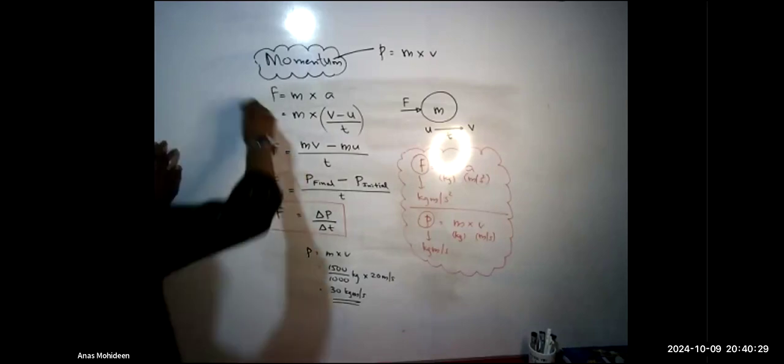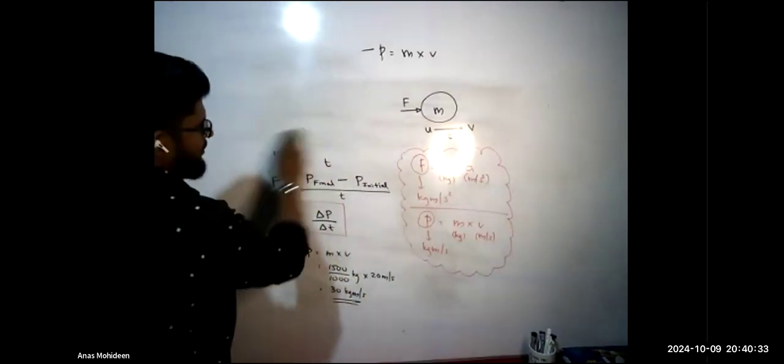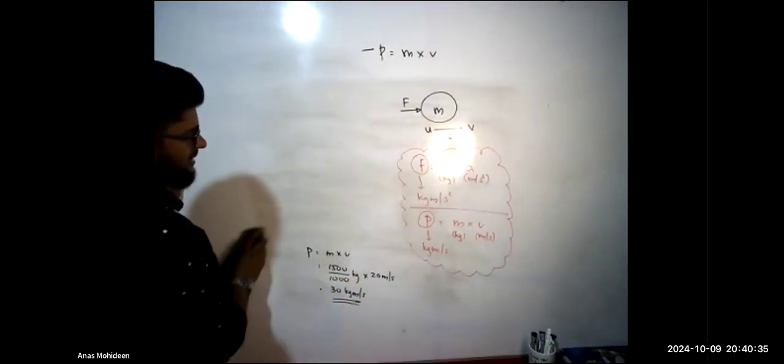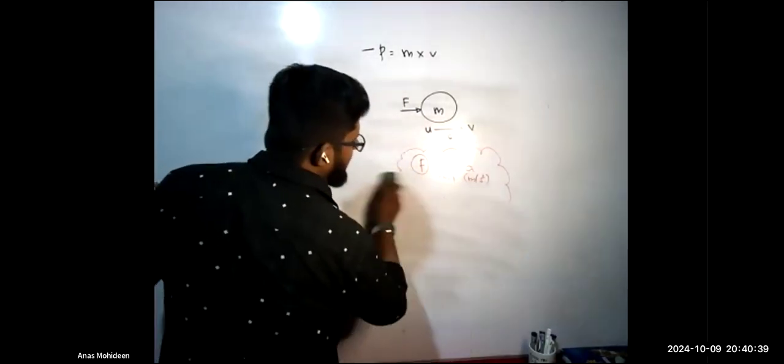Right. Let's put the topic now. Just a simple example for the calculation. Conservation of momentum. This is the most important part in the part 2 paper. Sometimes in part 1 also it comes. Conservation of momentum. So what does this conservation of momentum refer to?